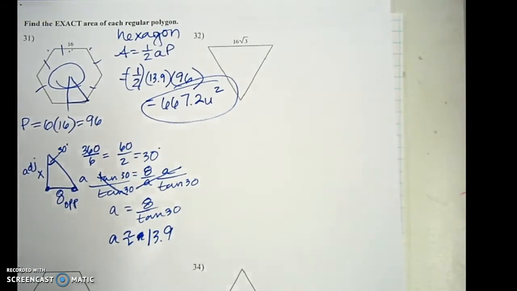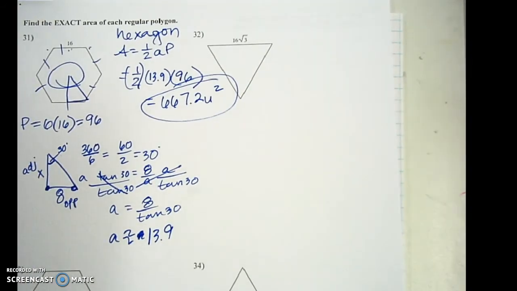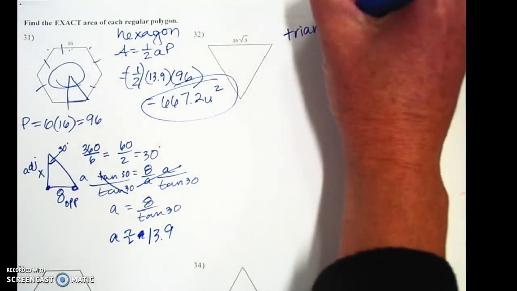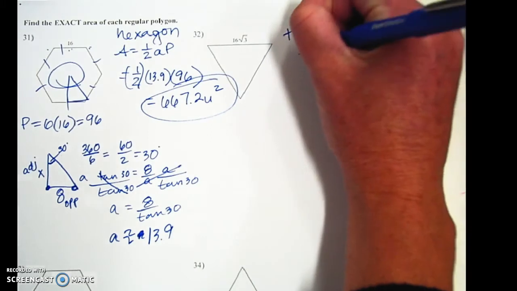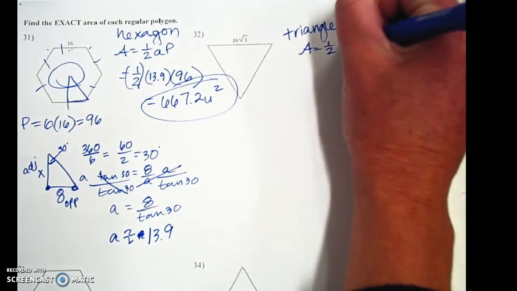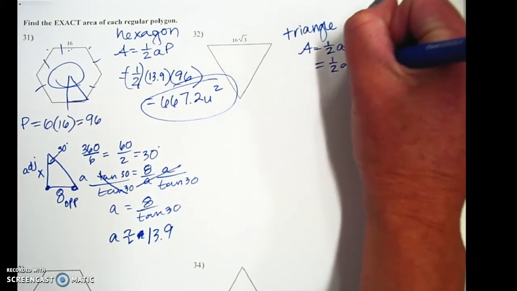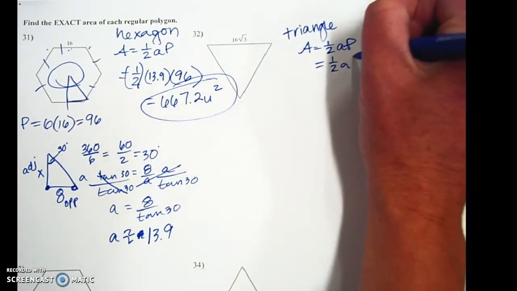Number 32, obviously a triangle, and if they gave us the base and the height, we could use that formula, but they only gave us a side. So we're going to use 1/2 the apothem times the perimeter. And we can easily get the perimeter by multiplying that by 3.